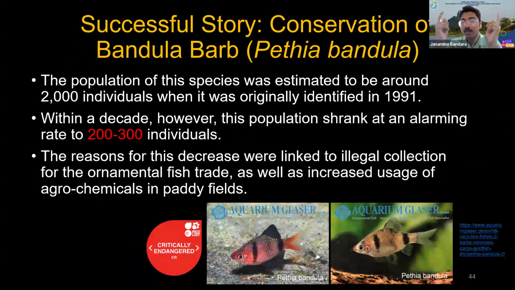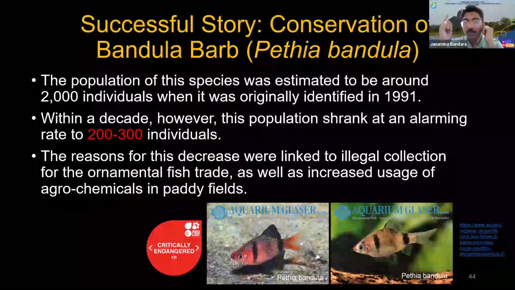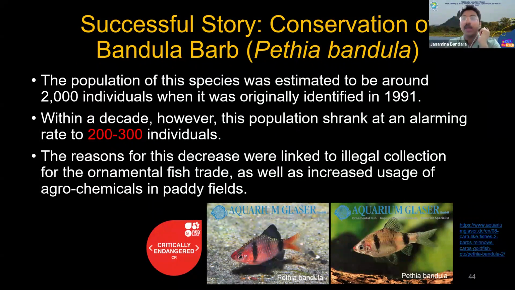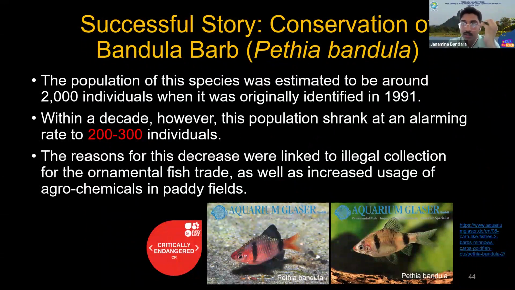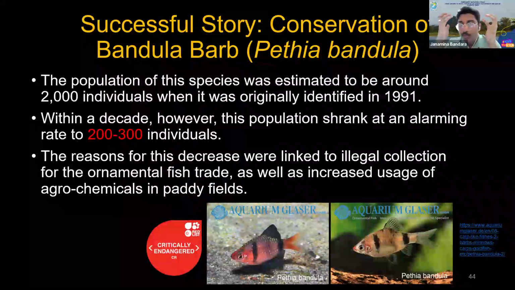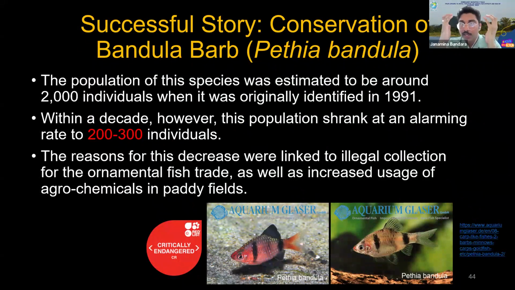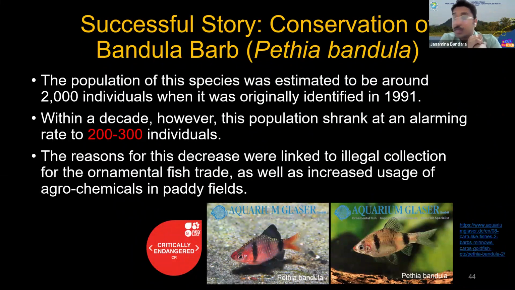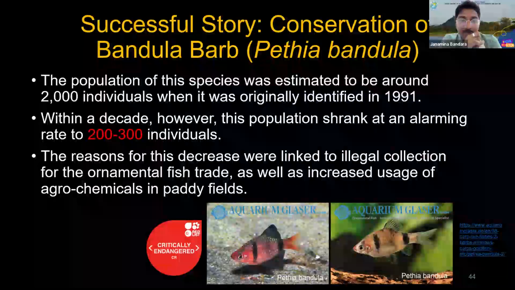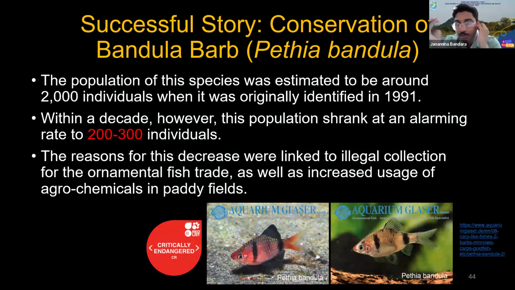And one good example of a success story is the Bandula barb, Pethia bandula, as I assume all of you are very familiar, because on the radio and television there is always Pethia bandula conservation coverage. That really helps, because now everyone knows about this fish. But this is a really point-endemic fish you can only find in the Galapitamada area in Kegalle, specifically in Minimaru Colony. Yeah, that's what it's called.